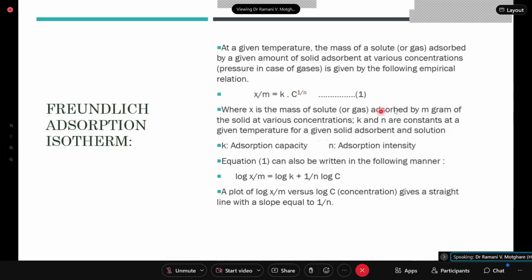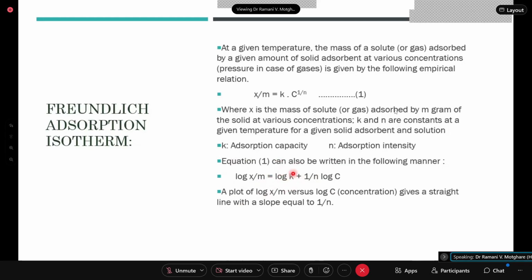So 1/n is actually the slope, so the reciprocal of that will give you the n value. So equation 1 can be written in the linearized form. The linear form of this expression is log(x/m) = log k + (1/n) log c, where log(x/m) is on your y-axis or ordinate, and log c, that is the equilibrium concentration, is on the abscissa or x-axis, and the curve obtained has a positive slope, and the intercept on the y-axis will give you the log k value.